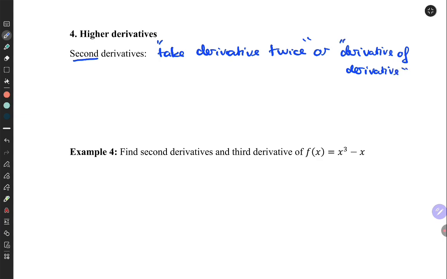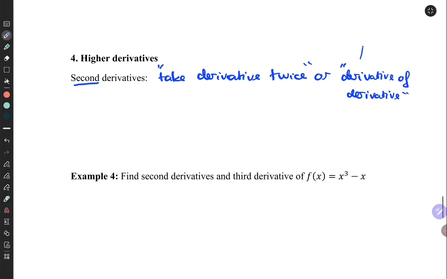Okay, you take the derivative, whatever you have, you take the derivative of that one again, then you have the second derivative. And this holds true for all kinds of order derivatives. Third, fourth, fifth. Okay, notation wise, what does it look like? How do you write a second derivative?